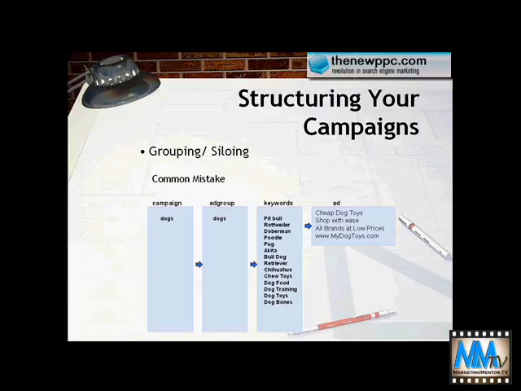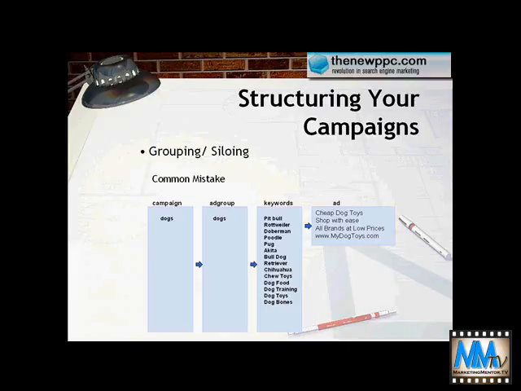Now here's a common mistake. As you can see, in the campaign people put dogs, in the ad group they'll put dogs, and in the keyword section they put a ton of different keywords like pit bulls, Rottweiler, Doberman, Poodle, Pug, and all these different kinds of dog terms. And the ad itself is a very generic ad. It just says cheap dog toys, shop with these, blah blah blah, and it all goes to one page.